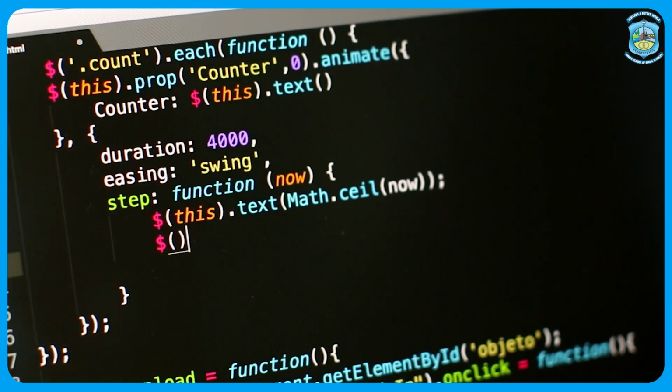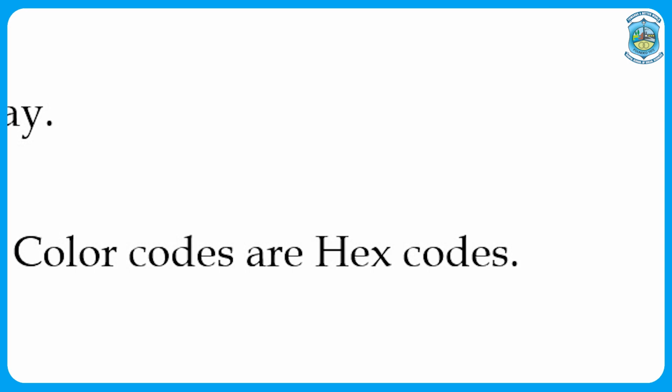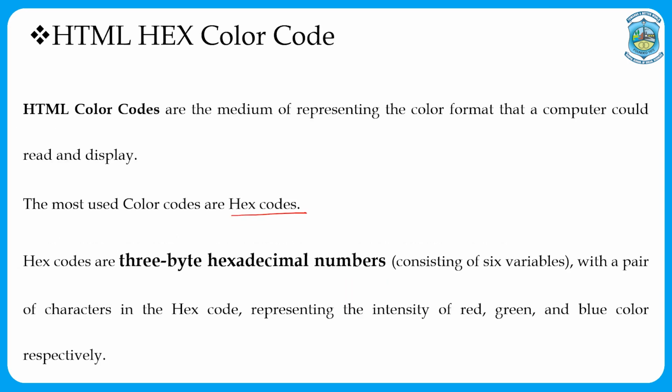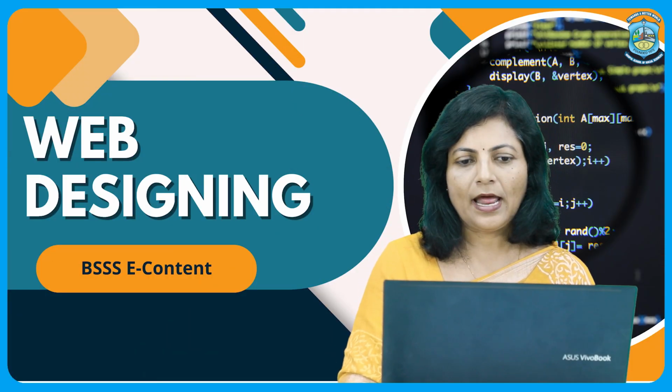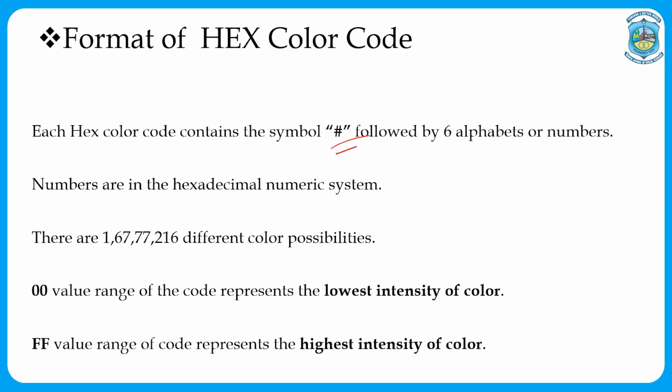So, the most used color code is HEX codes. HEX codes are 3-byte hexadecimal numbers which consist of 6 variables with a pair of characters in the hex code, which represents the intensity of RGB color, that is red, green, blue. The format of hex color code begins with a hash followed by 6 alphabets and numbers, and these numbers are from the hexadecimal numeric system. There are more than 1 crore different color possibilities.